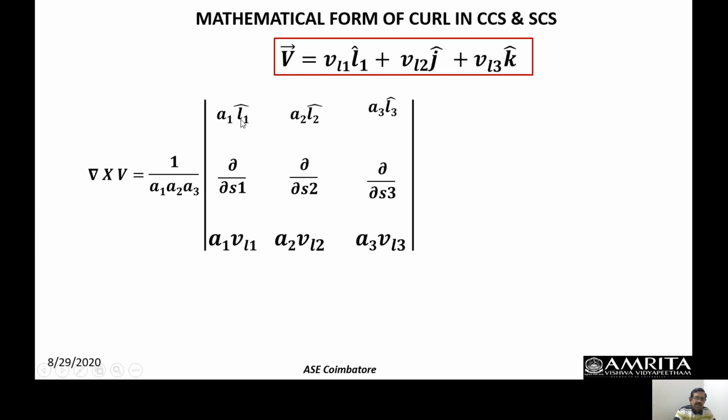This will become 1, L1 hat. So what is that? A rho hat. L2 hat will be A phi hat, and A2 is rho. So here it becomes rho A phi hat, and here A3 is 1, L3 hat will be A z. So simply it will become A z hat. And dou S1, dou S2, dou S3 will be dou rho, dou phi, dou z. Substitute there appropriately, you will get the expression for curl.